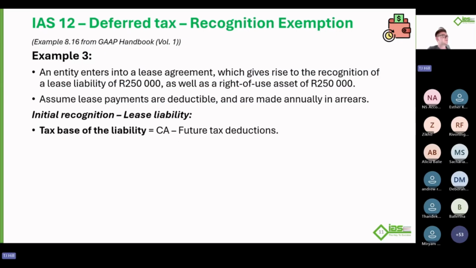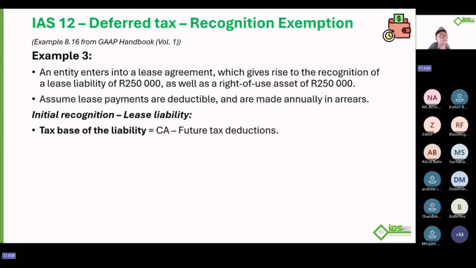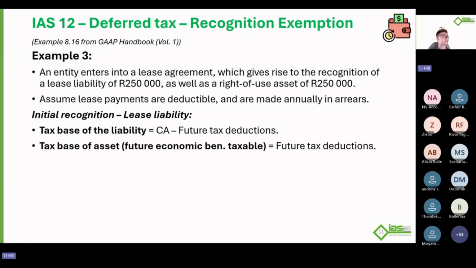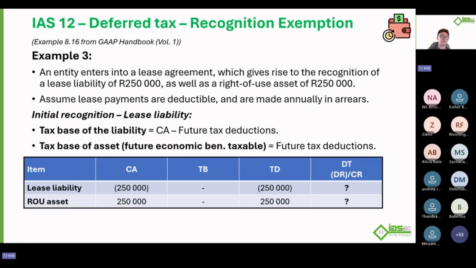So, initial recognition of the lease liability. It's a normal liability, it's not income in advance. So my tax base is my carrying amount less future tax deductions. And for the right of use asset, the future economic benefits are taxable, thus it will be my future tax deductions. So my lease liability carrying amount and right of use asset, that was given to us.